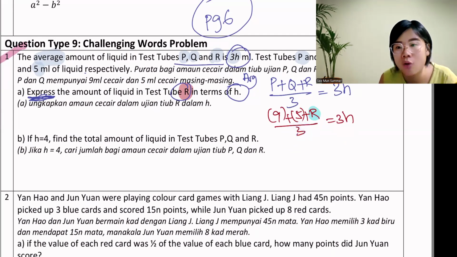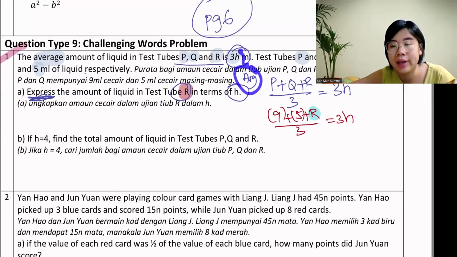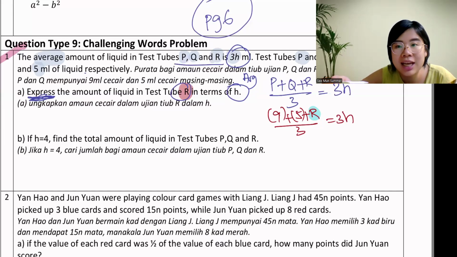Why is it PQR over 3? Because it's average. You know what is average? Like for example, Shivani, Sri, and Boyi. Hey, Boyi, you are here. For example, Shivani has 3 ringgit, Sri has 5 ringgit, Boyi has 1 ringgit. What is the average amount of money they have? If you want average, isn't it the money of the 3 of them added together and then divided by 3? That is called average. Understand, Sri?